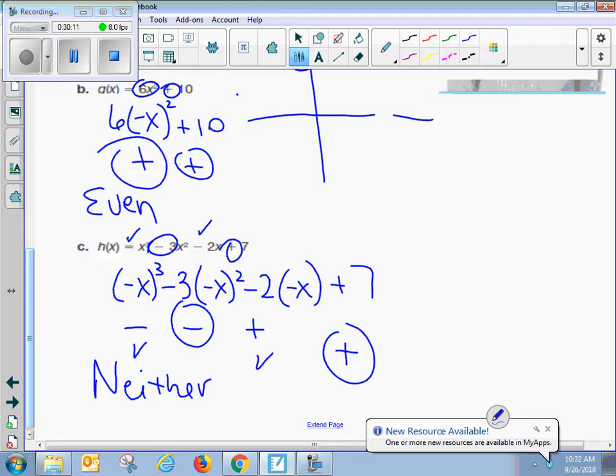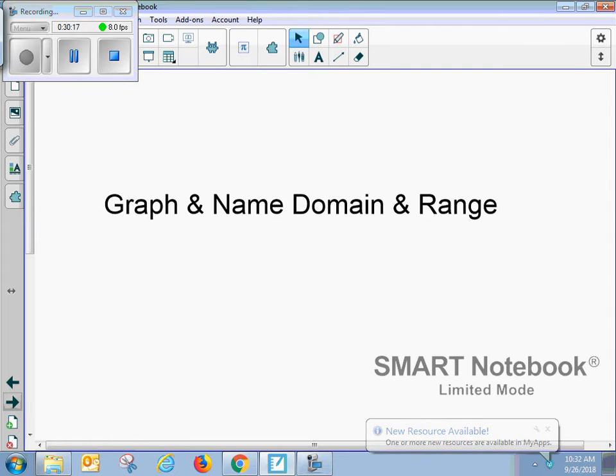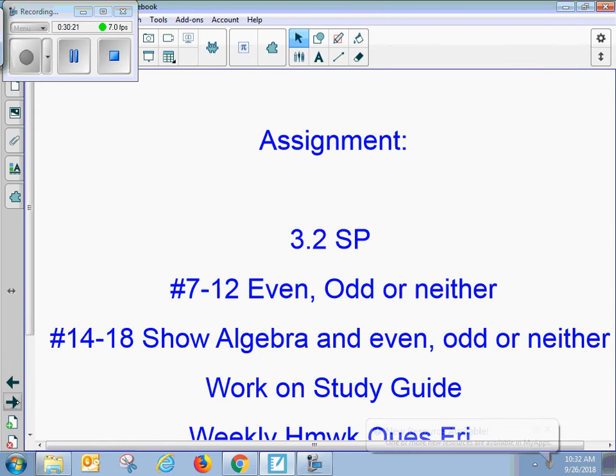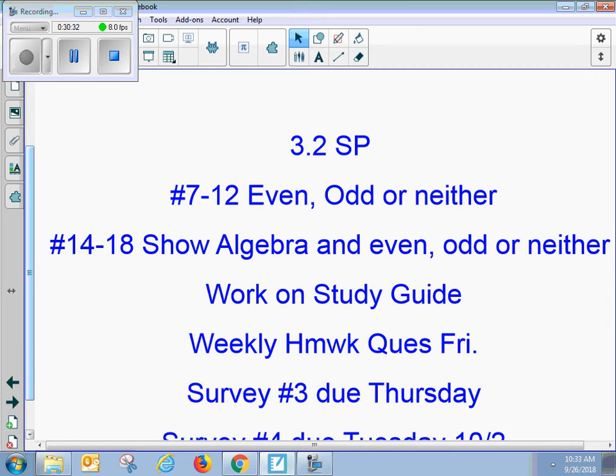What I would like to do right quick is give you the assignment. And then I want to do a couple graphs with you. So your homework is finishing up on 3.2. On 7 to 12, you're telling me even, odd, neither. You already have the end behavior there. And on 14 to 18, you're working it through algebraically, in other words, plugging in the negative x to tell me even, odd, or neither.